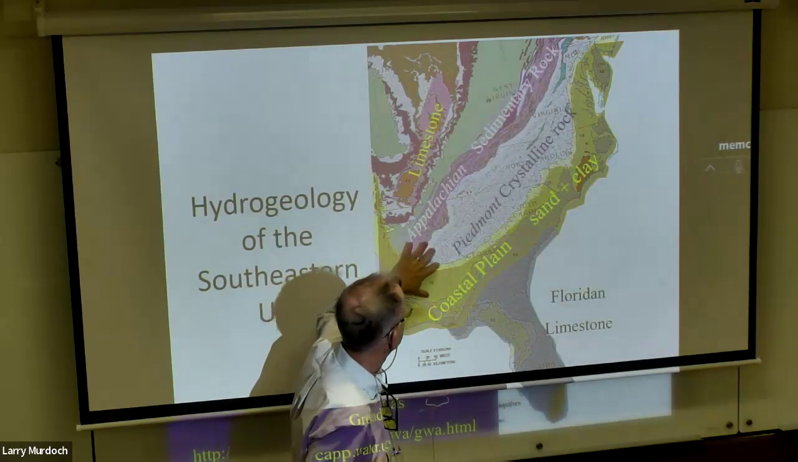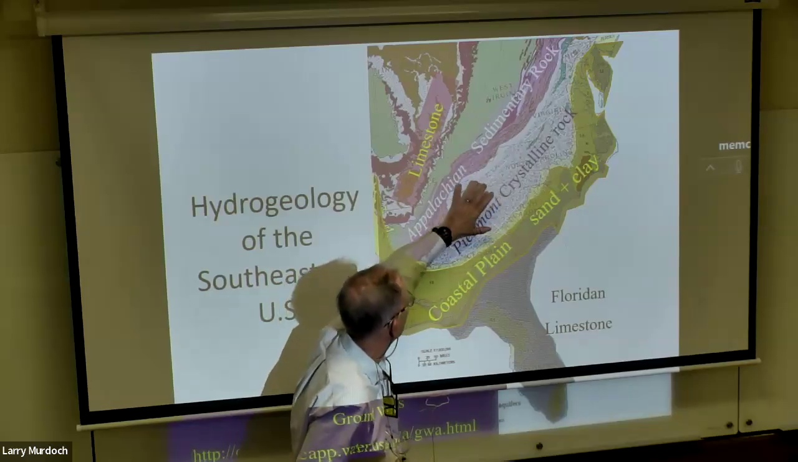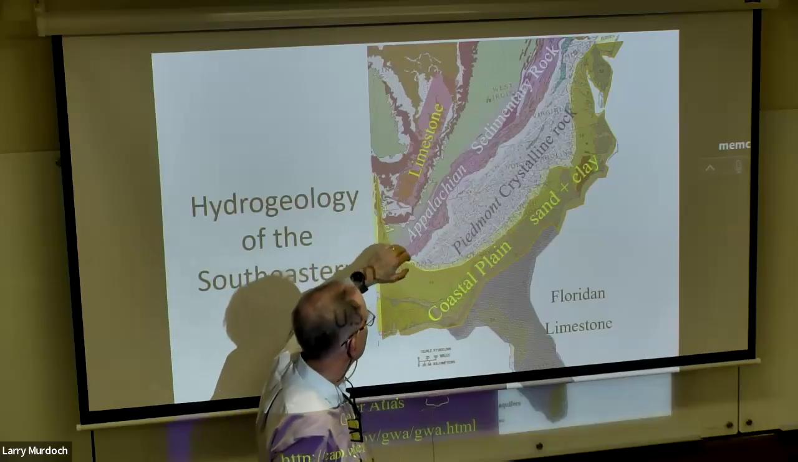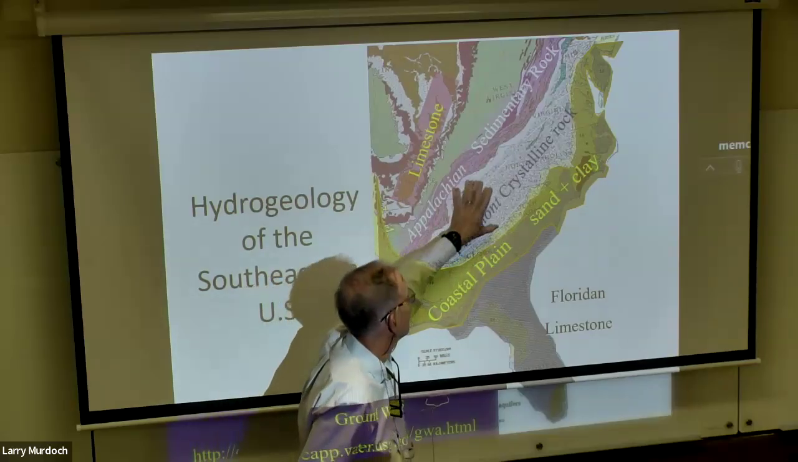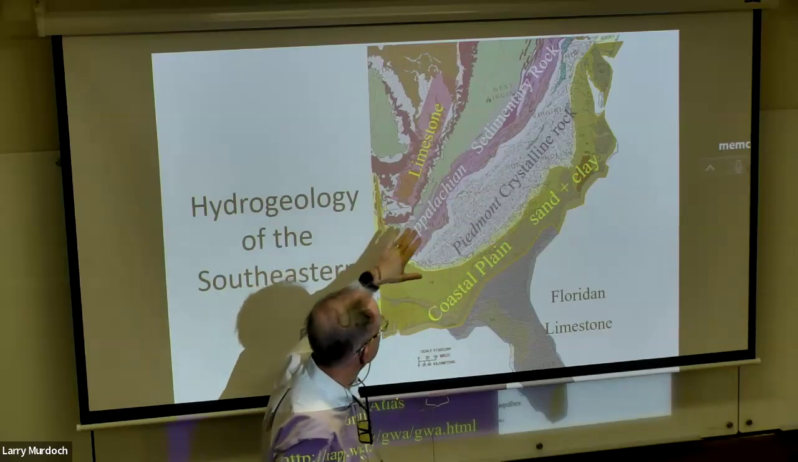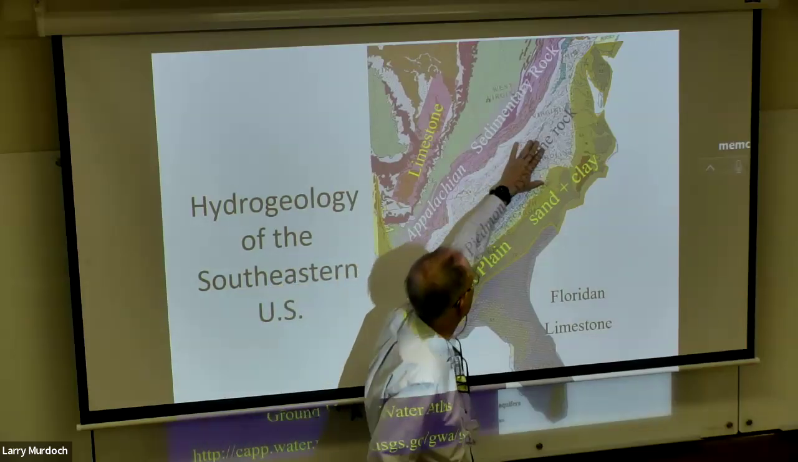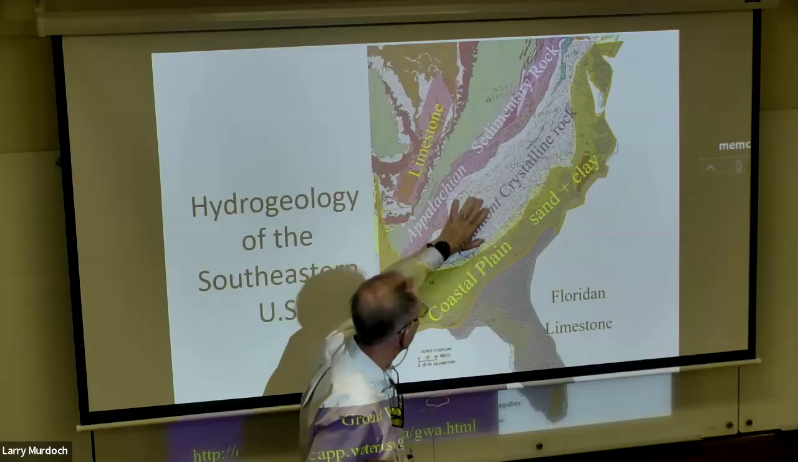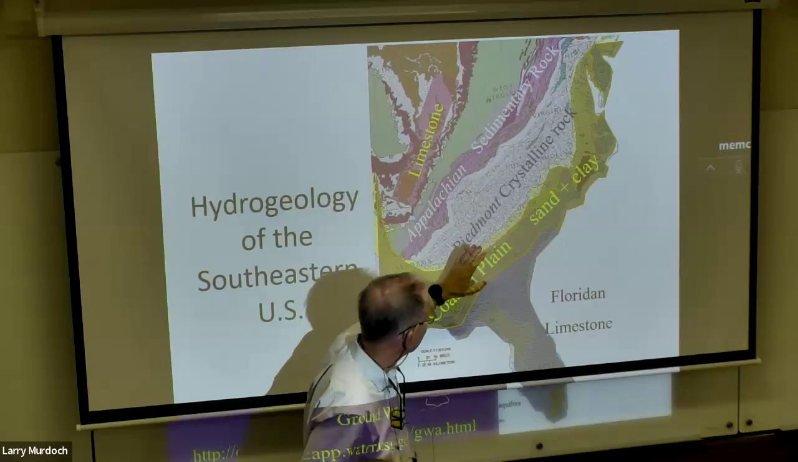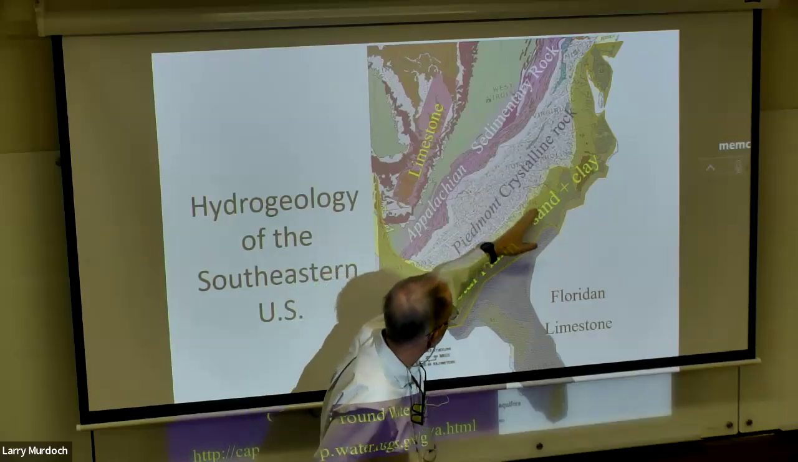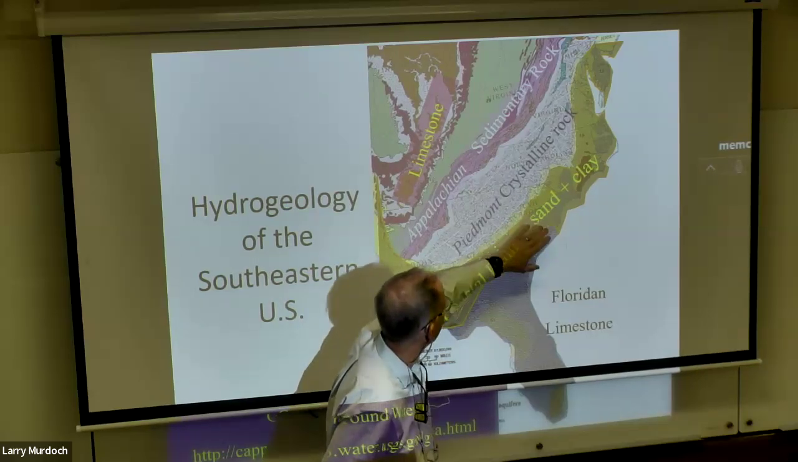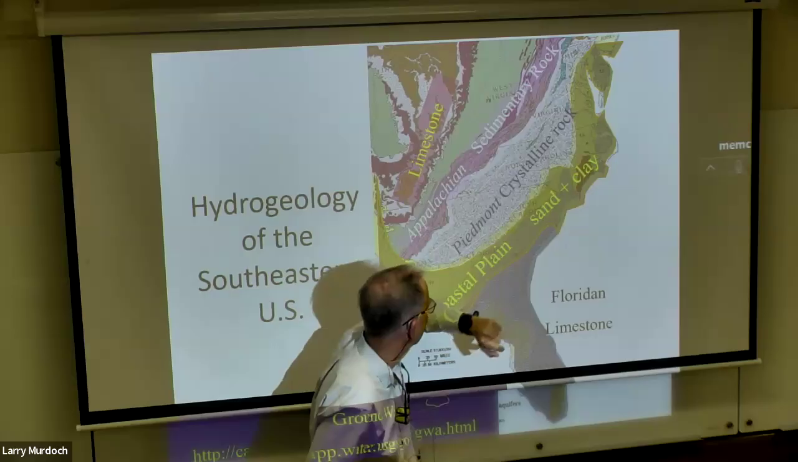This light purple area is the Piedmont physiographic province. And this area is underlain by crystalline rock. There's some other things here, but for the most part, it's crystalline rock. As we go down towards the coast, we get into the coastal plain sediments. So right here, Columbia is right on the boundary between the Piedmont and the coastal plain.